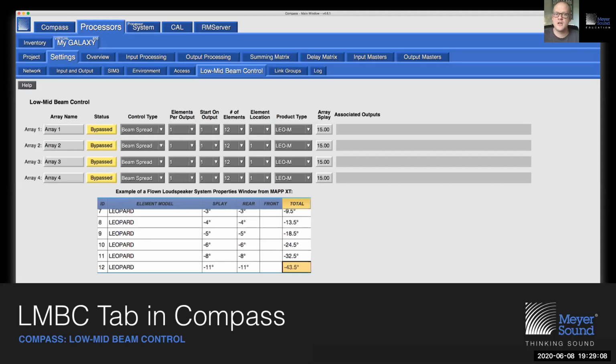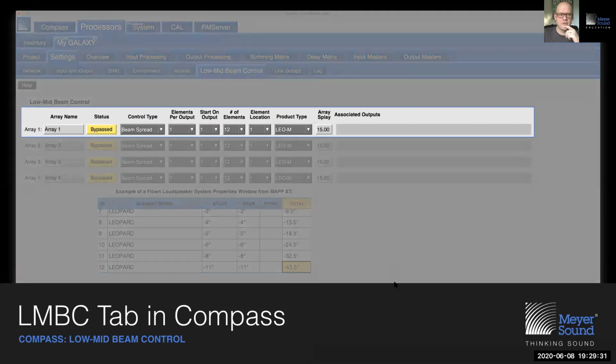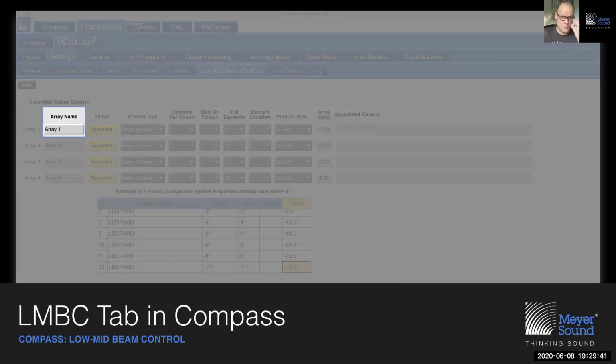For those that watched the Introduction to Compass webinar, low mid beam control can be found on its own tab in the Compass control software, which you will find under settings. Now there's a lot to see here, so let's go through it one step at a time. Within this tab for a single Galaxy, I can introduce LMBC for as many as 4 arrays. Let's look at one instance of an array. These are all the settings that are relevant to apply LMBC. So the first thing that we can do is give our array a logical name so that we know that's the array that we're dealing with.